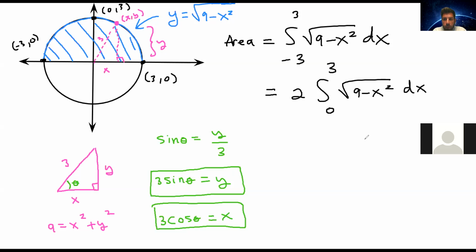I draw this picture, and what stands out to me is that there's this subtle connection between the algebraic equation 9 equals x squared plus y squared and the trigonometric version of that. Because if I take this right here and this right here and plug them in here for x and y, what do I get? Well, a beautiful thing happens.